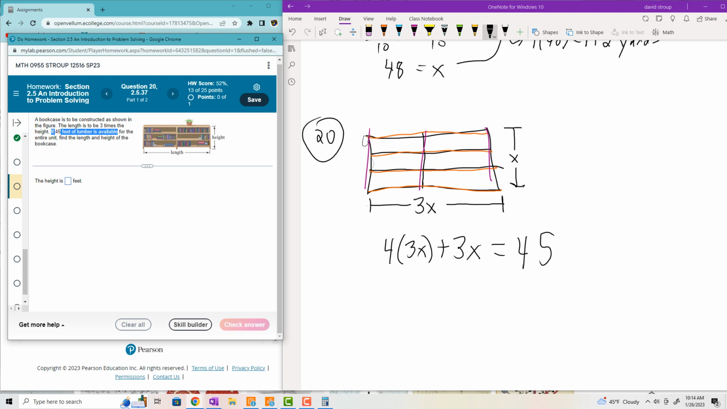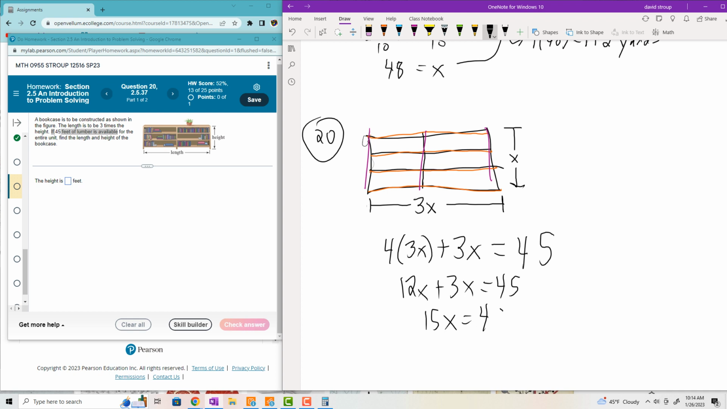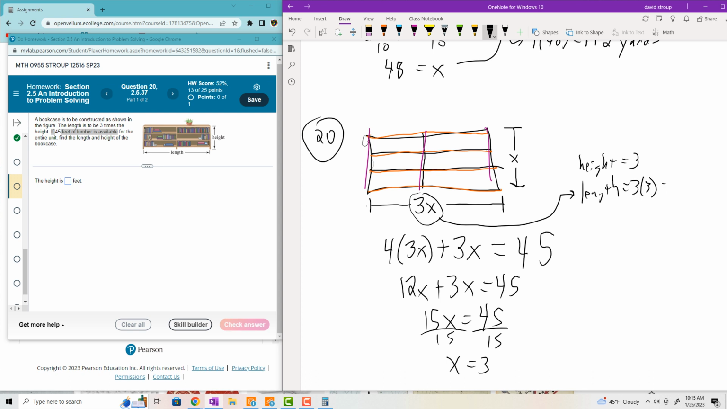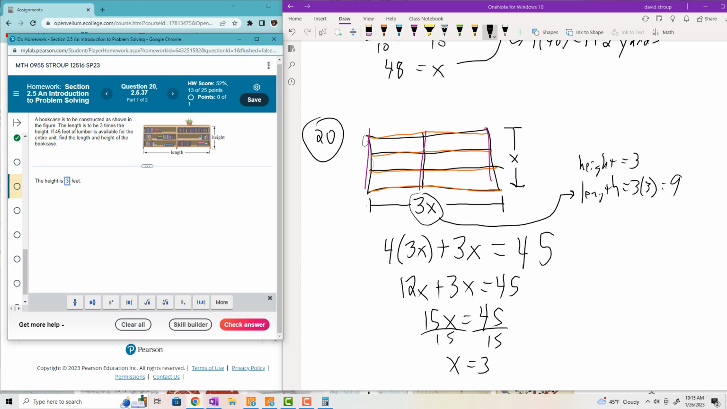So first simplify. 4 times 3 is 12. 12 plus 3 is 15. And then you're going to divide by 15. I think that's 3. So the height, x, is 3, and then you back sub the x into that 3x for the length, and that's just going to be 3 times the 3, which is 9. So it's going to be 3 feet high and then 9 feet in length.